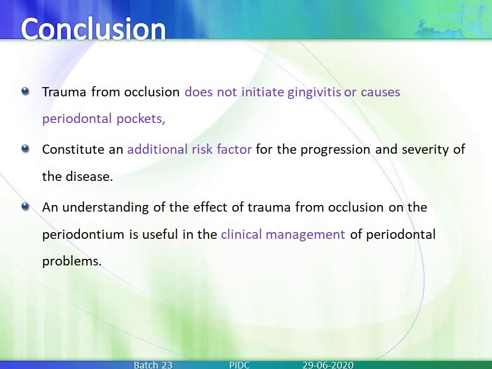So to conclude, trauma from occlusion does not initiate gingivitis and it does not cause any pocket formation. It just constitutes an additional risk factor for the progression and the severity of the disease. An understanding of the effect of trauma from occlusion on the periodontium is useful in the clinical management of periodontal problems.